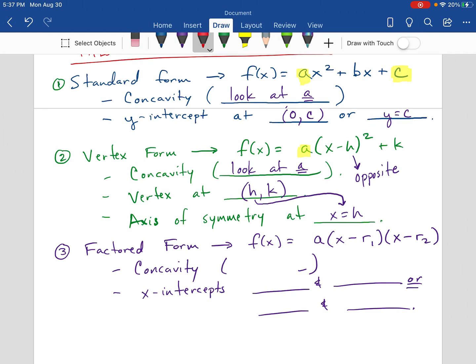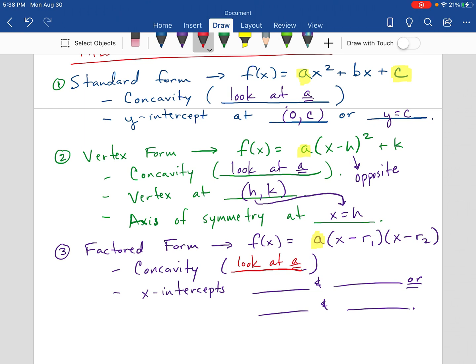And then the final form is factored form. Factored form is f of x equal to a times x minus r1 times x minus r2, where r is a root. It's a 0, a solution. Again, if you notice, a is in common with standard and vertex form because it is the same thing. You look at a for concavity. Is it going up or is it going down? Is it positive or is it negative? It gives you the concavity and it also gives you the x-intercepts.